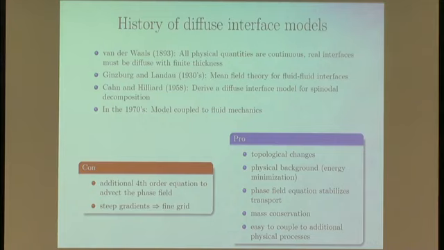Yeah, but they have a lot of advantages too. Topological changes are no problem with these methods. They have a nice physical background, so essentially some energy is minimized. The phase field equation stabilizes any transport, so it's very simple to implement these methods, because you don't need to take care of any stabilization mechanisms. Mass is conserved, and probably the most important advantage, also in a biological context, is that it's very easy to couple them to additional physical processes like molecular species, concentration, reaction equations.